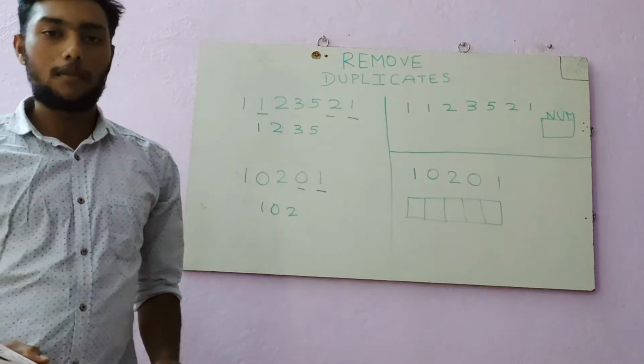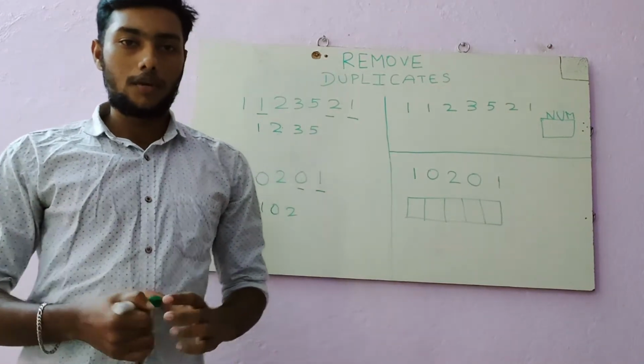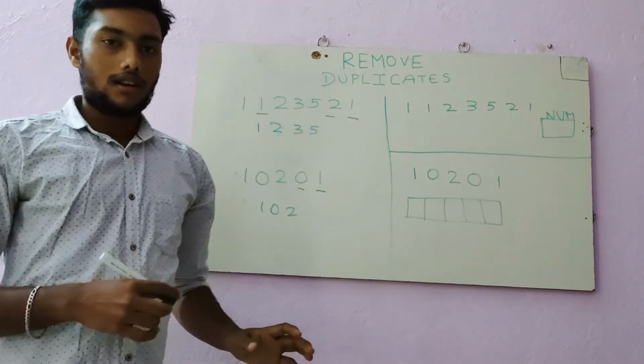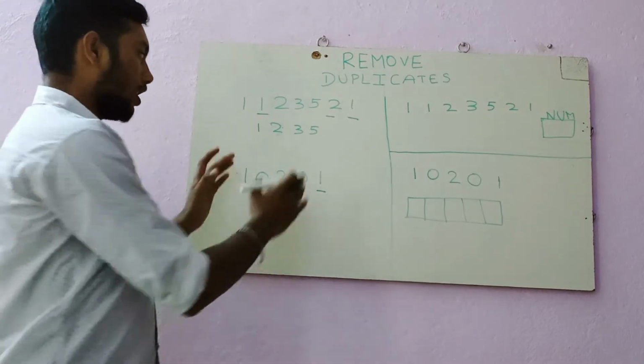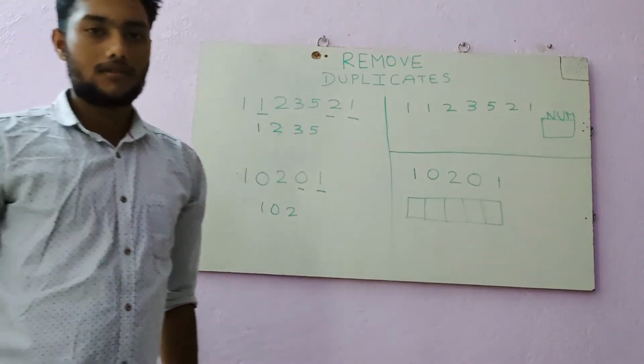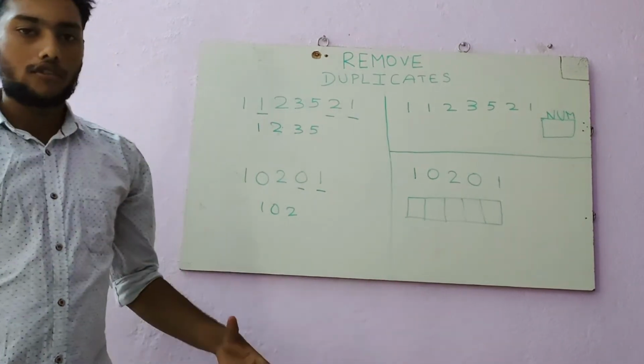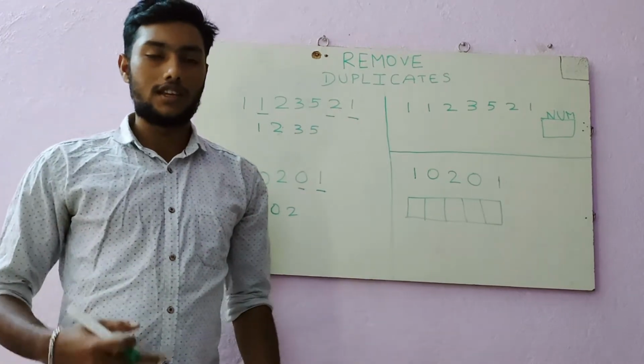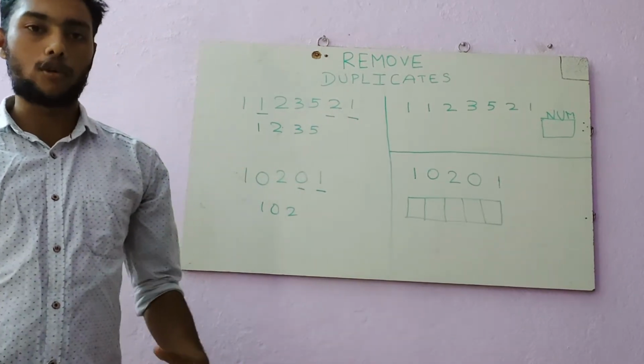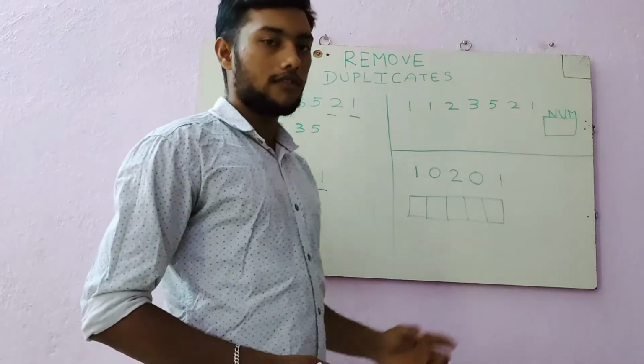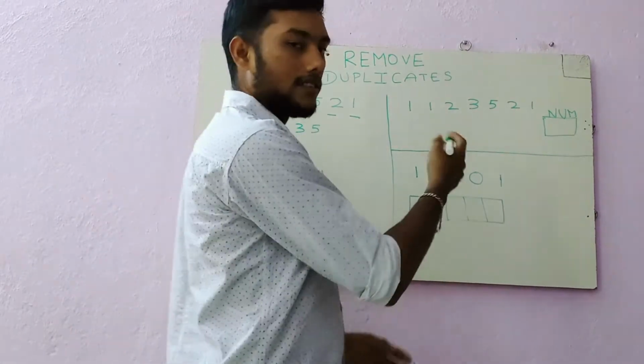The ultimate aim of this question is to remove all the repeated elements and output an array with only unique elements in it. There are many approaches for this solution. We are going to see three approaches for this problem. The first approach, let's see about that.